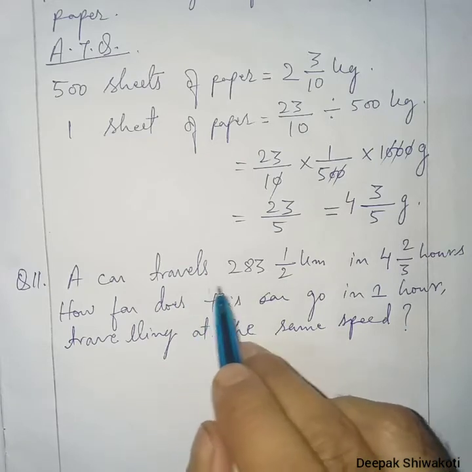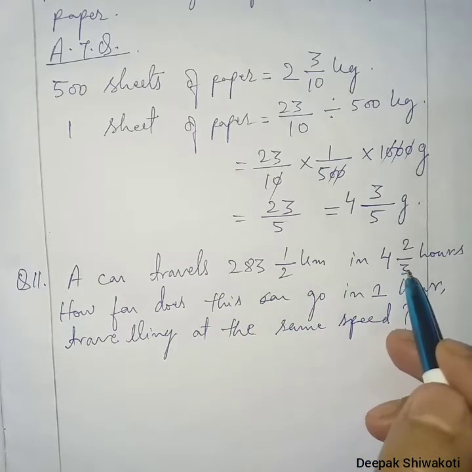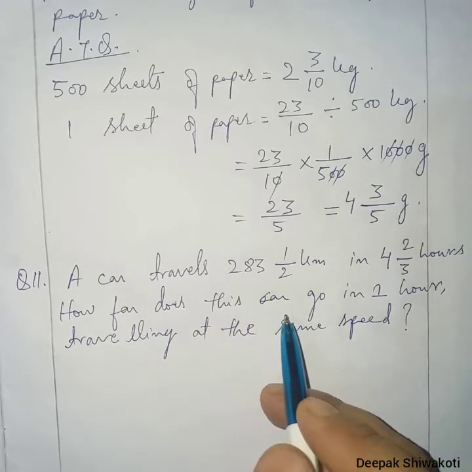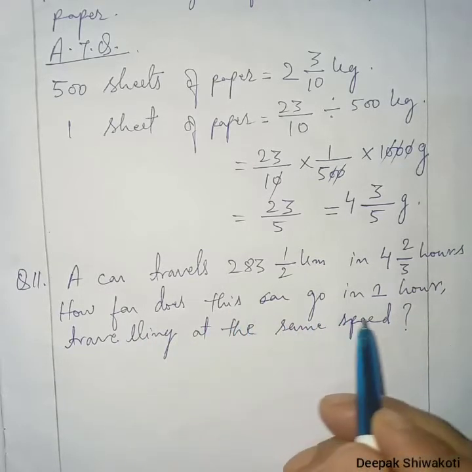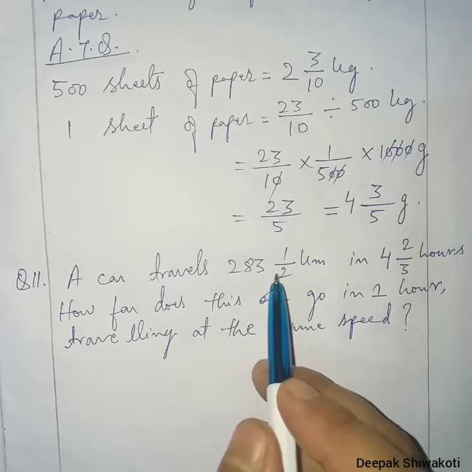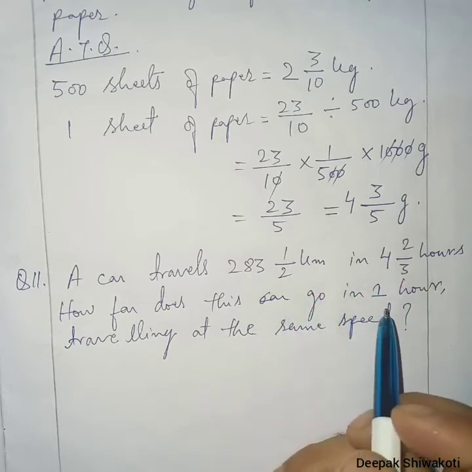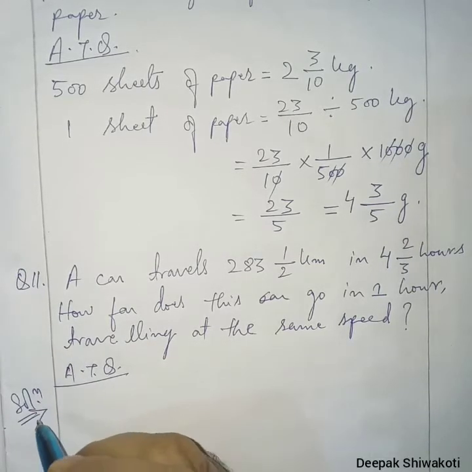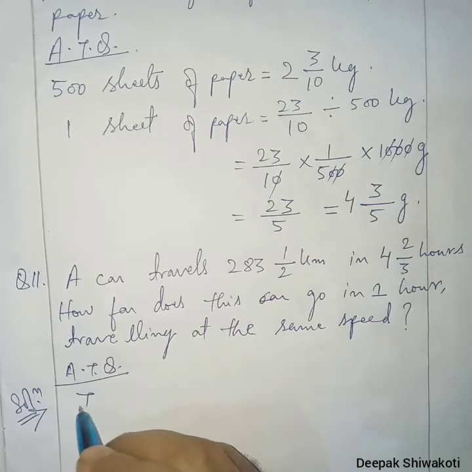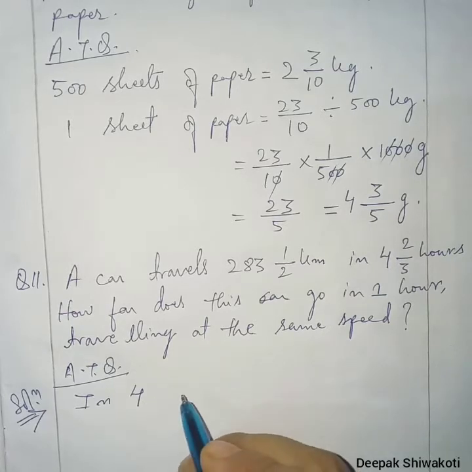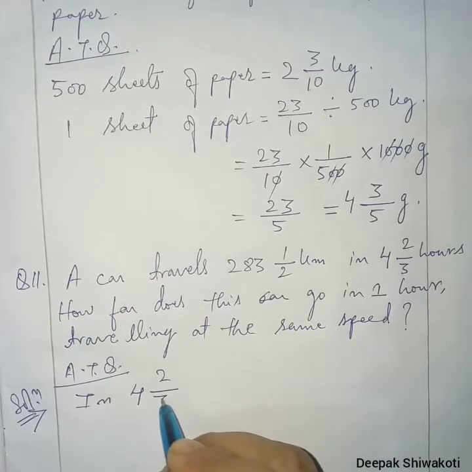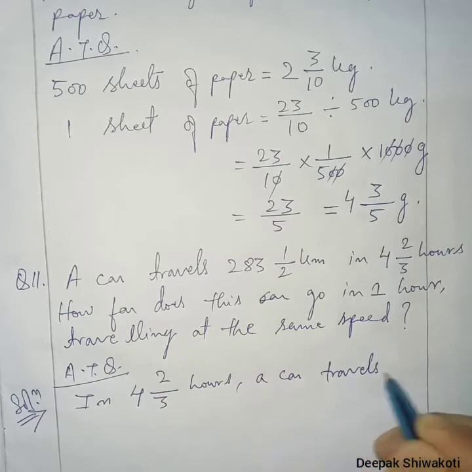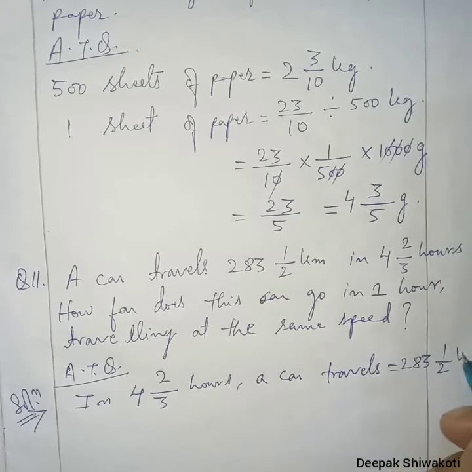Distance is given. Time is given. Now again, it is asking distance. How far does this car go in 1 hour? So it is asking distance in 1 hour. So if we divide the distance by this time, we'll get the distance covered in 1 hour, isn't it? So according to question, solution will be what? In 4 whole 2/3 hours, a car travels 283 whole 1/2 kilometer.